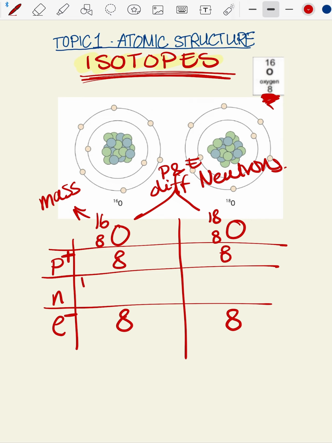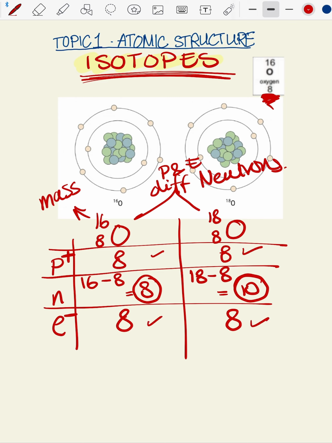So remember to work out the neutrons, in this case we need to do 16 minus 8, which is going to be 8 neutrons for oxygen 16, and in this case it's going to be 18 minus 8, so it's going to be 10 neutrons for our oxygen 18. So we have the same number of protons, same number of electrons, but different neutrons. And here is just an example of how to do this calculation.